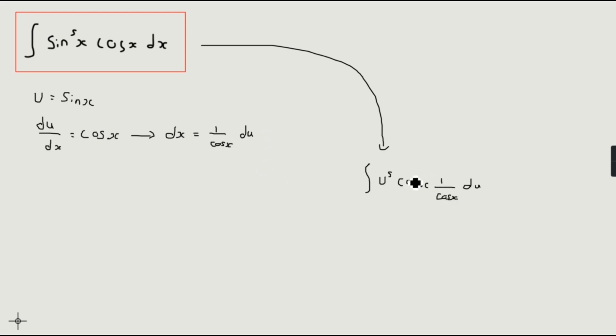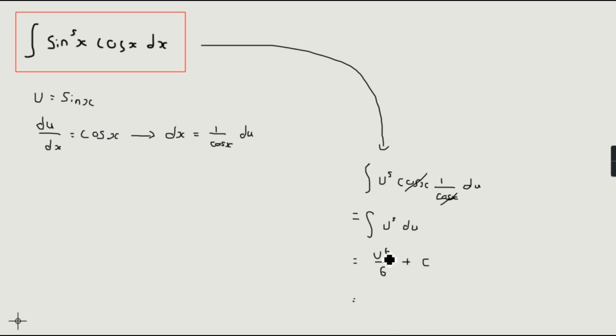Now this is quite nice because the cos x's, as you can see, can just cancel out, so we try and simplify all the terms as much as possible. So now we're just left with the integral of u to the power of 5 du. Nice and easy. So now all we've got to do is our normal integration thing where we add 1 to the power, divide by the new power, so u to the power of 6 divided by 6, and remember to add the constant of integration, just c, because it's an indefinite integral.